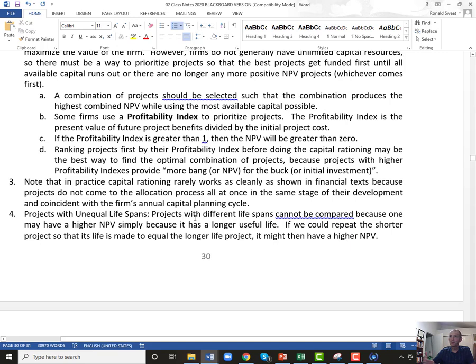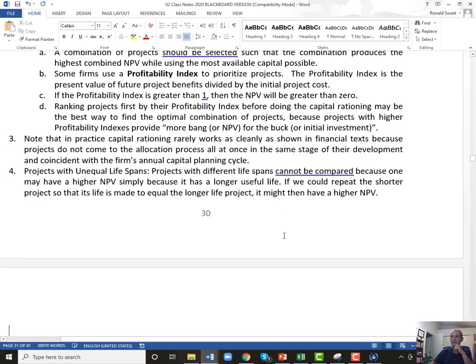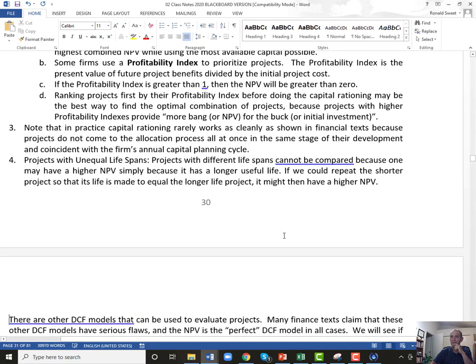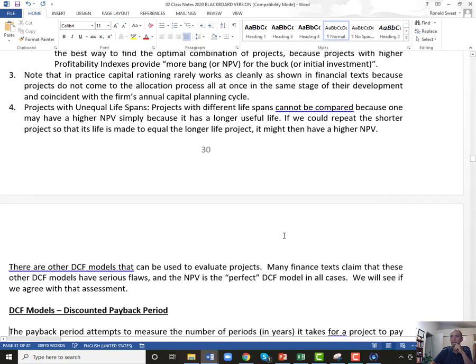So projects with unequal lives, there's really no possible way to compare them, because they're really very different projects. There are techniques out there that try to fix this, but they're complex and they're unlikely to be used in a firm just because they're so complex. It's going to be a tough time to get your accountants and your project manager to understand them.